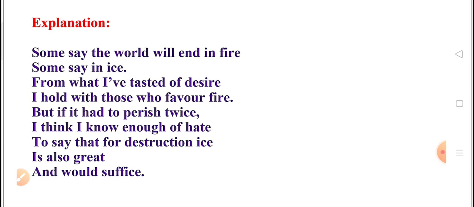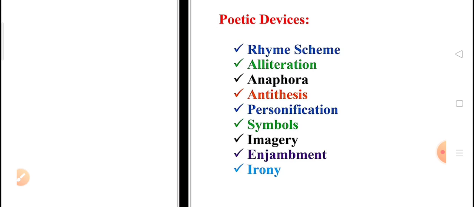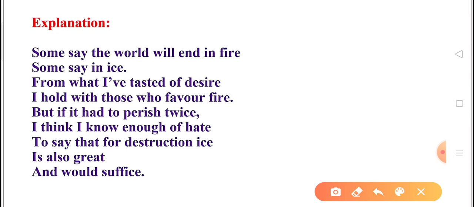Next one is enjambment. Enjambment means the line of the poem is not self-sufficient to express the clear-cut meaning. We need to read the next line. So two lines put together make the sense clear. Then it becomes enjambment. Let's see. "Some say the world will end in fire." Over here, the meaning is clear. If we put a full stop just after fire, the meaning is clear. But what about the second one? "Some say in ice." Now it is meaningless. Unless you put this line just after the first one, the sense won't come out properly.